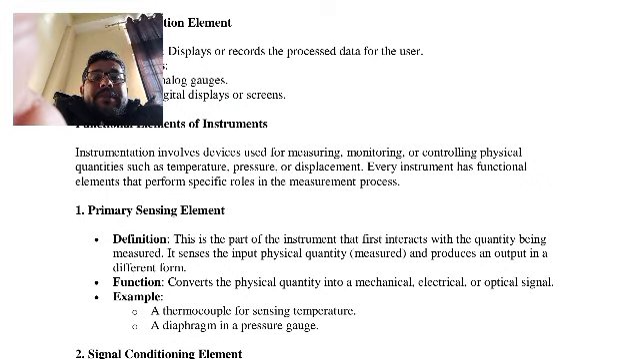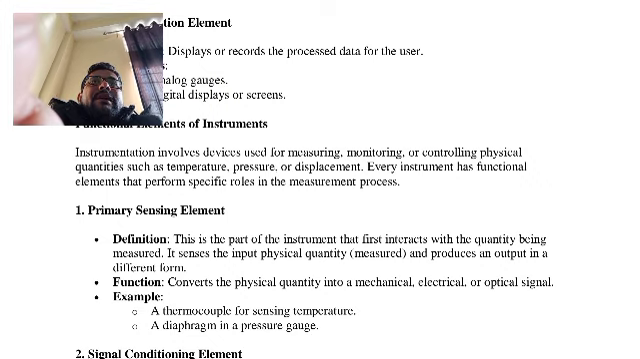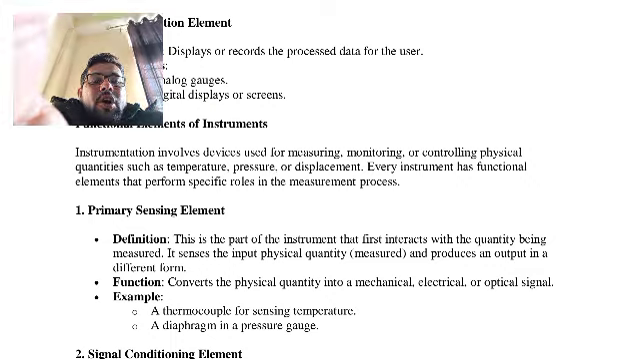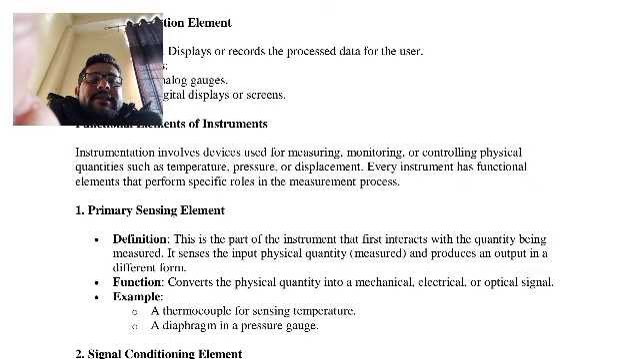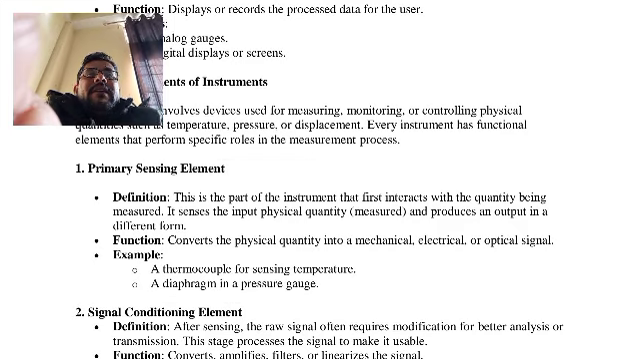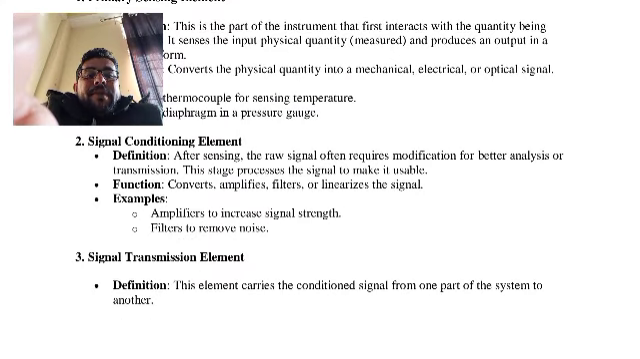What is the function of the primary sensor? To convert the physical quantity into a mechanical, electrical, or optical form. We can use an LVDT for displacement. For optical input, we can use a photodiode, where light intensity comes in and it gives an output voltage, an electrical signal. A thermocouple senses temperature, and a diaphragm senses pressure and converts it into displacement for pressure measurement.